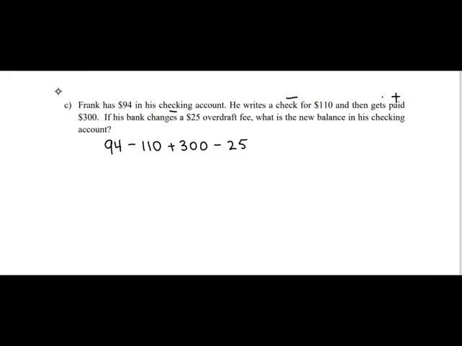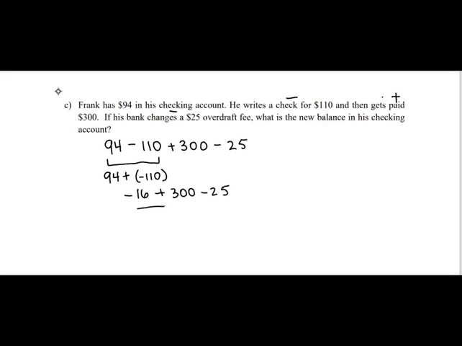Let's do one step at a time. 94 minus 110. So I'm going to insert the plus sign between the two numbers. 94 plus negative 110. Now I can treat this problem as an addition. I'm going to have a negative number. The difference between 110 and 94 is 16. So let's bring the rest of the numbers down for now. Negative 16 plus 300 minus 25, right?